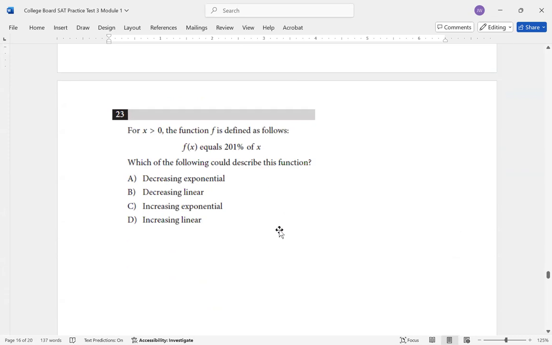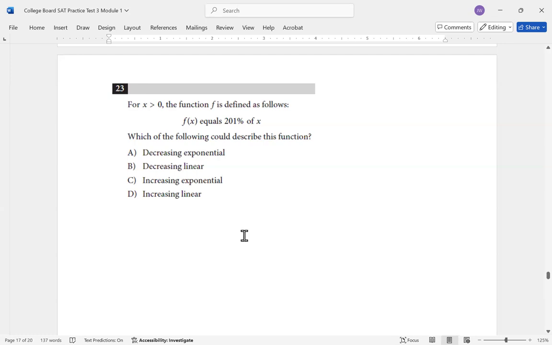Question 23. For x greater than 0, the function f is defined as follows. f of x is equal to 201% of x. Which of the following could describe this equation? Now, you can write this out. f of x is equal to 201% of x is 2.01 multiplied times x. Even though this is dealing with a percent, the percent is just always 2.01 times x. And so this is a function which is increasing because we have a positive slope here.